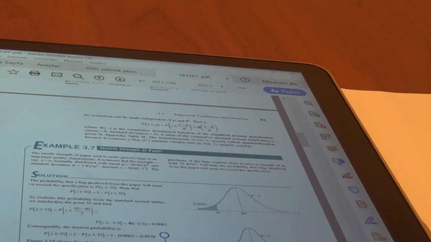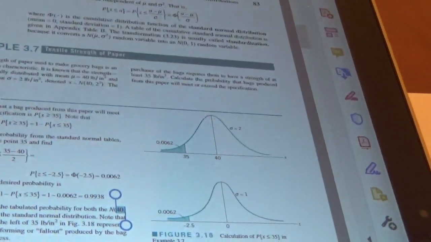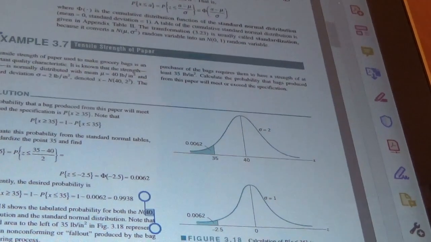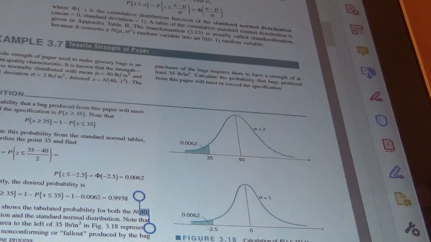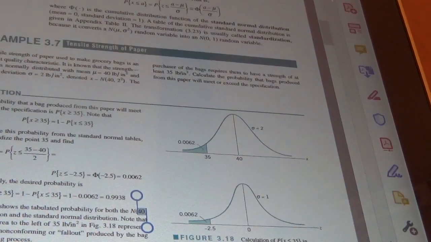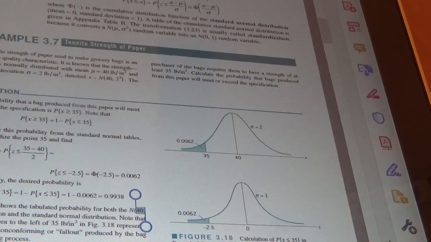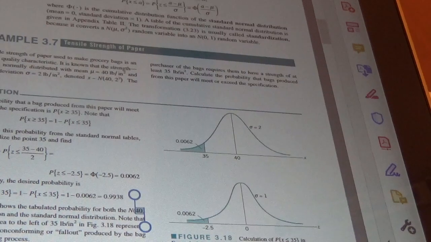Let's look at example 3.7. What does it say? The tensile strength of paper used to make grocery bags is an important quality characteristic. It is known that the strength, say X, is normally distributed with mean mu equals 40 pounds per inch square and standard deviation sigma equals 2 pounds per inch square.